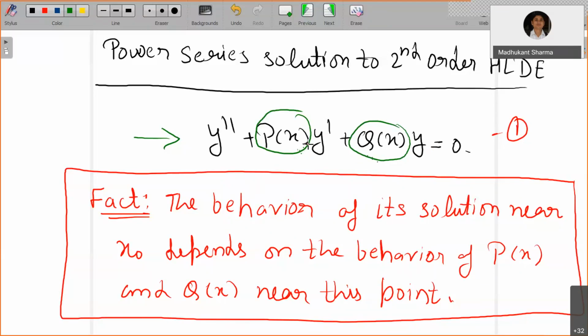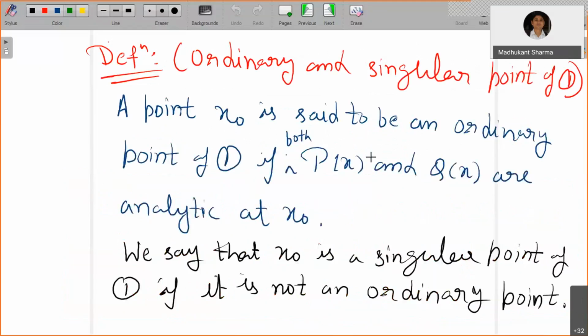So for x naught to be an ordinary point of this equation, you need to have this property: both p and q should be analytic at x equals x naught. Right, so let's look at some examples. This is what I have just now mentioned.